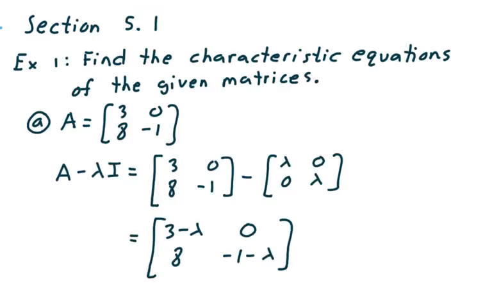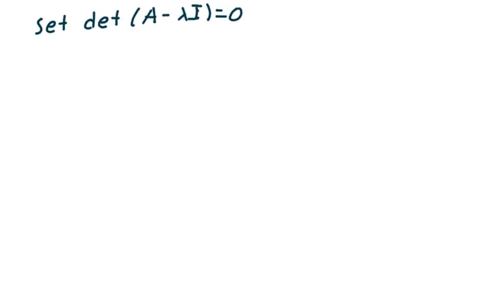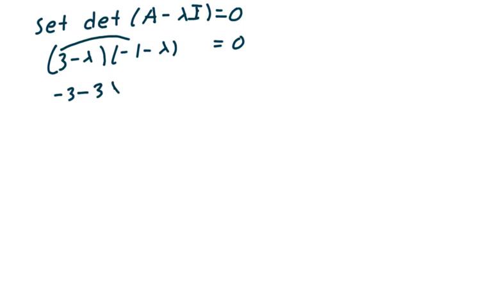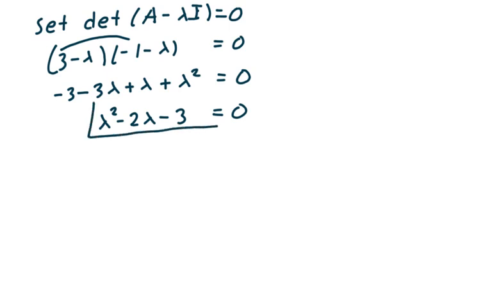Now, from here, this is what we have. We have 3 minus lambda times negative 1 minus lambda equals 0. So negative 3, minus 3 lambda plus lambda squared equals 0. And so we get lambda squared minus 2 lambda minus 3 equals 0. And this right here is my characteristic equation. That's part A.